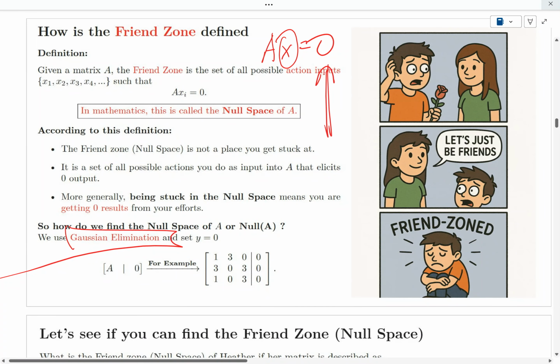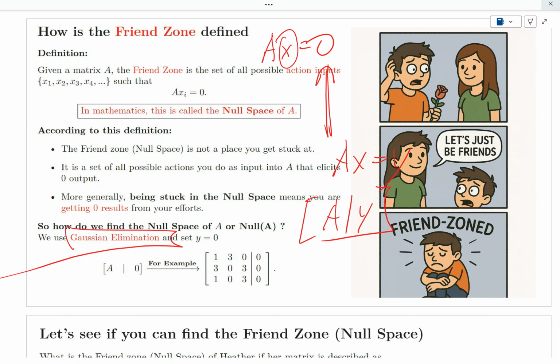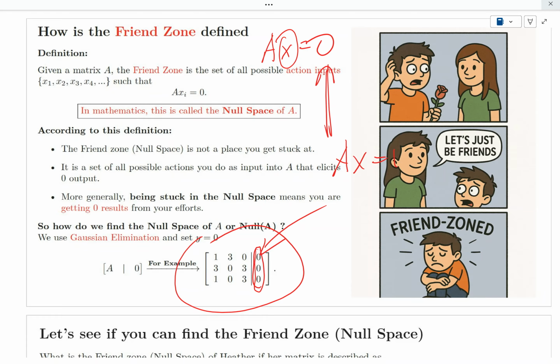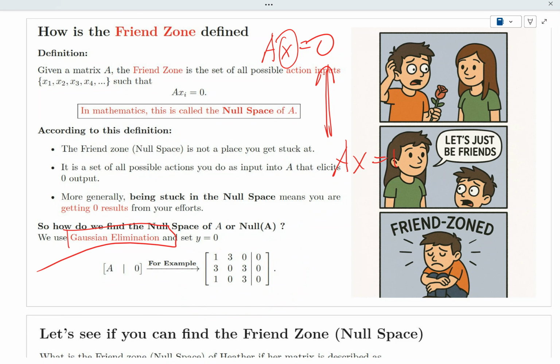We know what y is, right? Normally we have Ax equals y, and we use the augmented matrix. But now we know what y is. It's just 0. So when we create the augmented matrix, all we have to do is set the last column as 0 and solve it with Gaussian elimination. You already know how to do Gaussian elimination. The only thing is that you set the label to be 0, and the solution is therefore your null space.